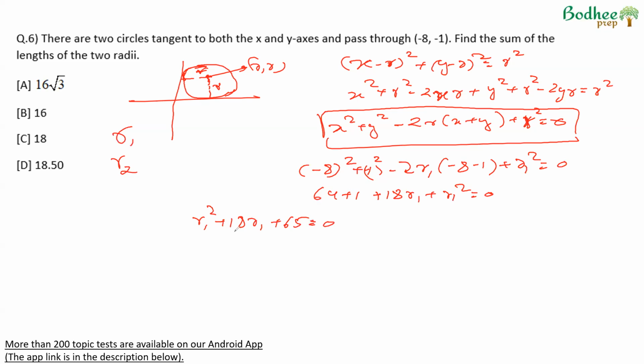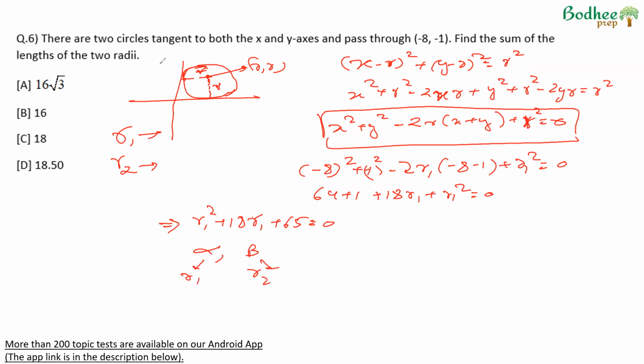Now from here, we'll get the same equation for r2 as well. The two values that r1 can take here, r1 could be the radius of this or this. When I solve this, r1 could be the radius of the first circle or the second circle, and vice versa, because when we substitute (minus 8, minus 1) and keep r2, we'll get the same equation. So basically, if the roots of this equation are alpha and beta, one of them will be the radius of the first circle, the other will be the radius of the second circle, or vice versa.